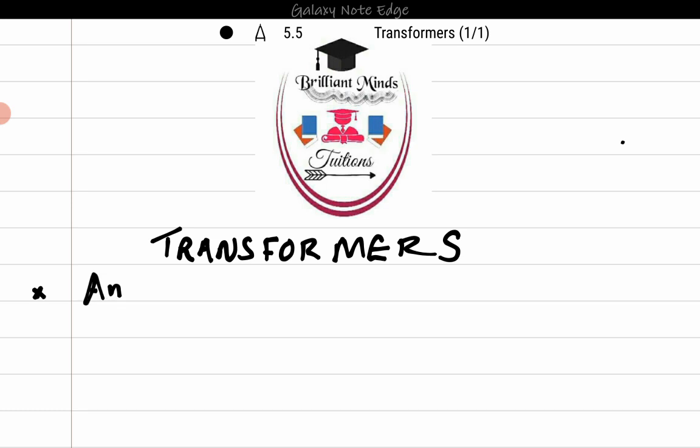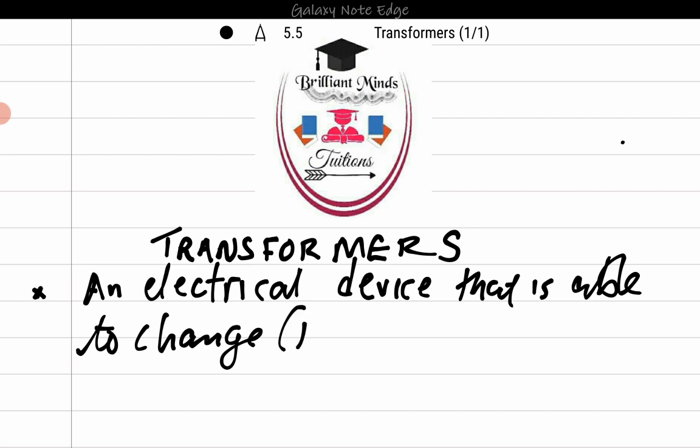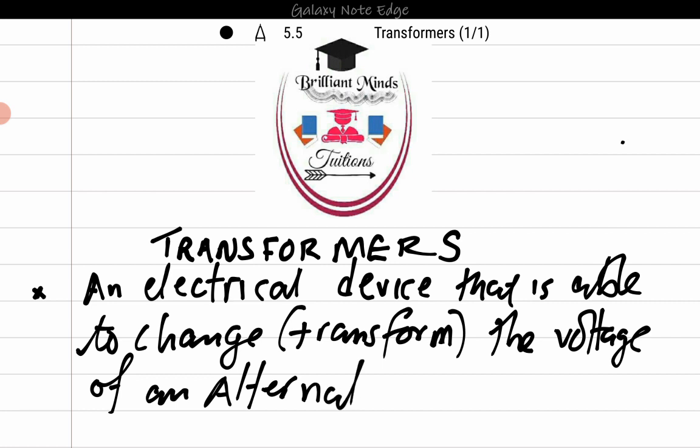So we say an electrical device that is able to change. Changing means to transform, hence the reason why we call it a transformer. It's able to change or transform rather the voltage of an alternating current supply.